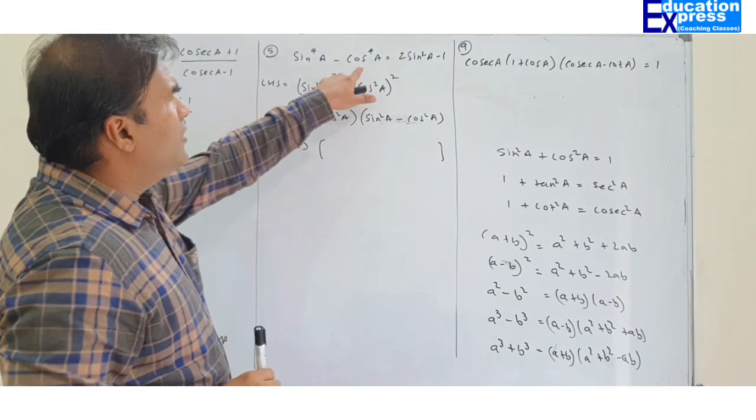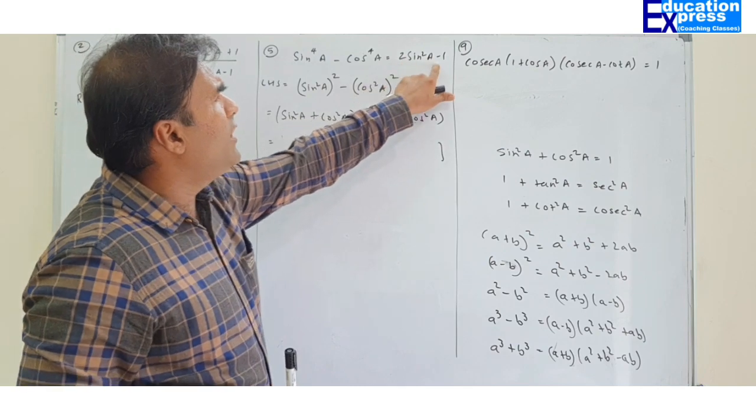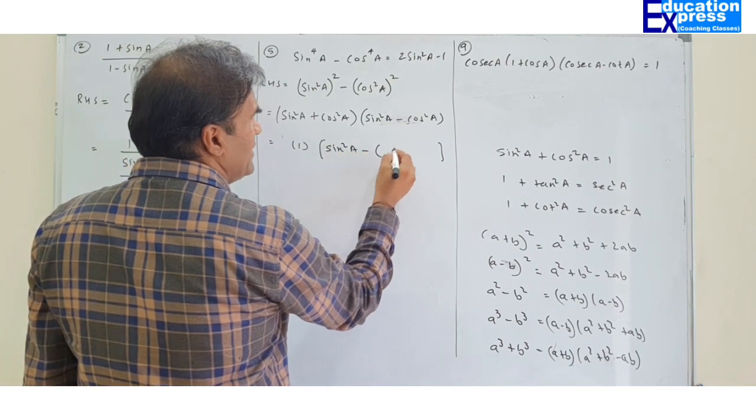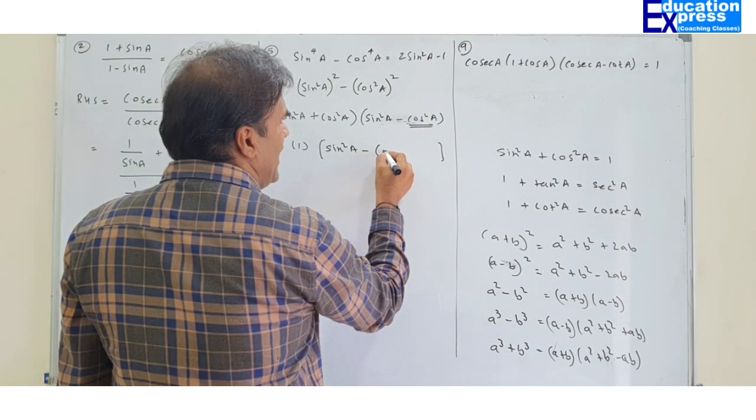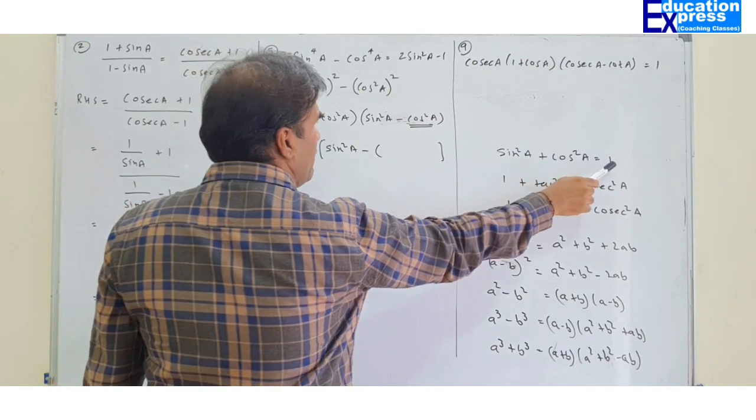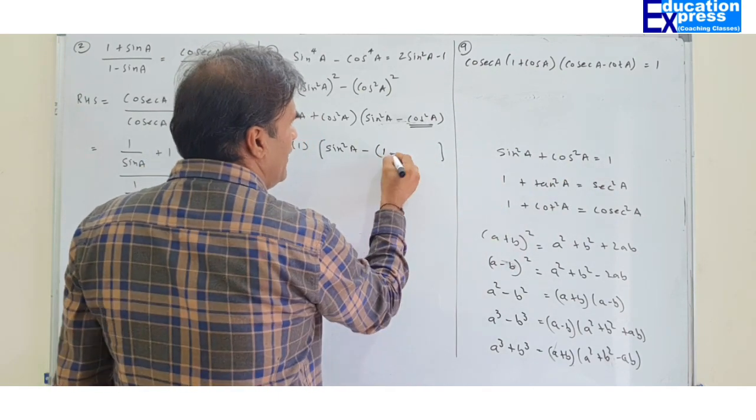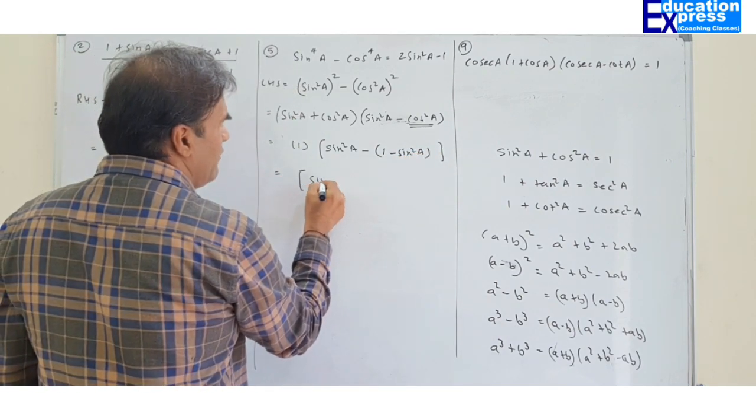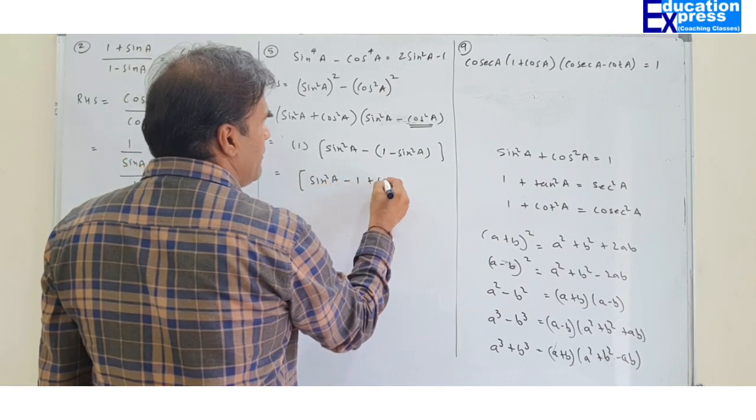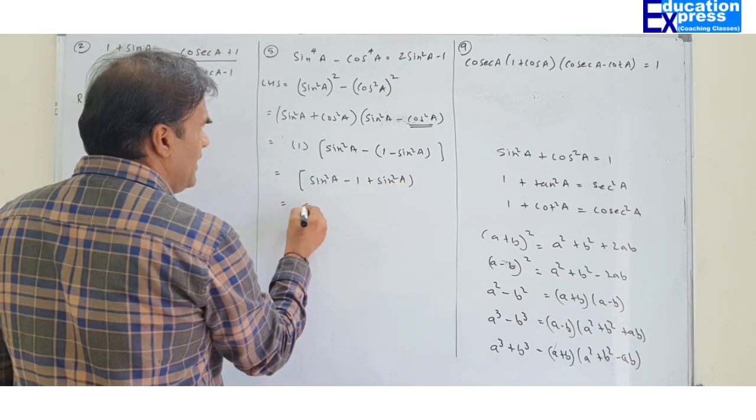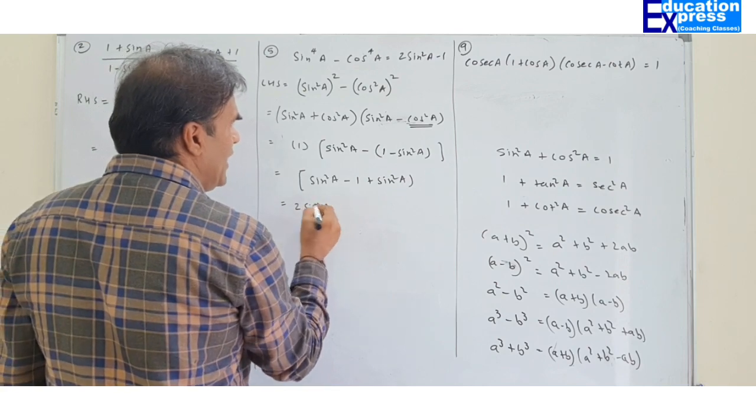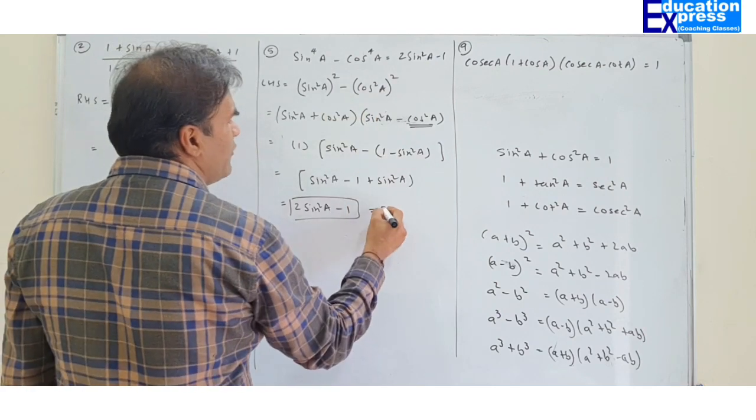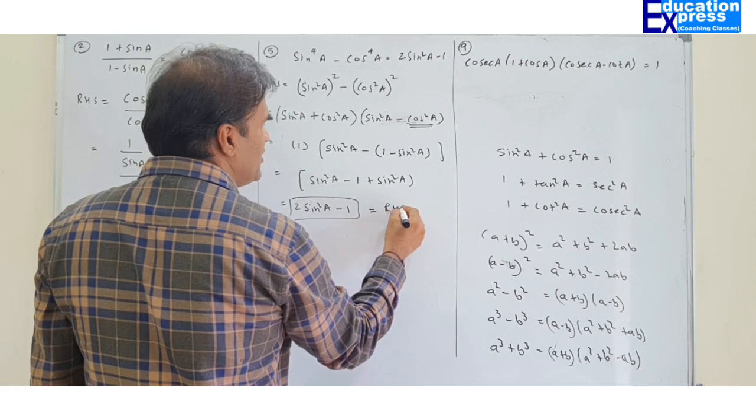As far as the RHS goes, we don't want any cos on this side. So what we do is sine square A minus, in place of this cos square A, I will write, we all know sine square A plus cos square A equals 1. So cos square A would be 1 minus sine square A. Wow! So that means we have sine square A minus 1 plus sine square A, which would mean 2 sine square A minus 1. That gives you, of course, LHS equals RHS.